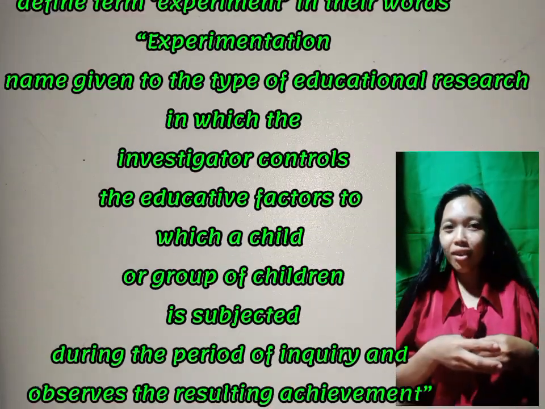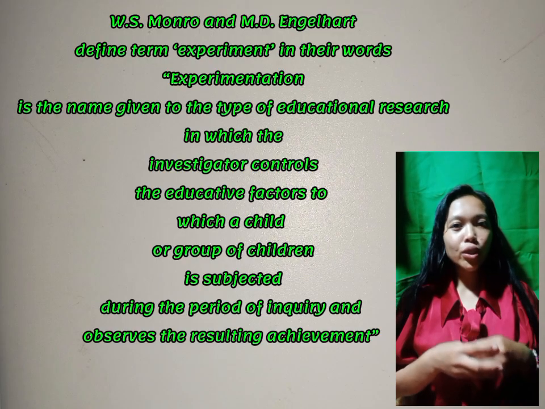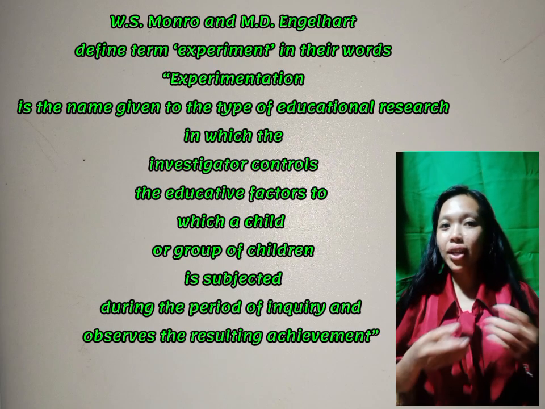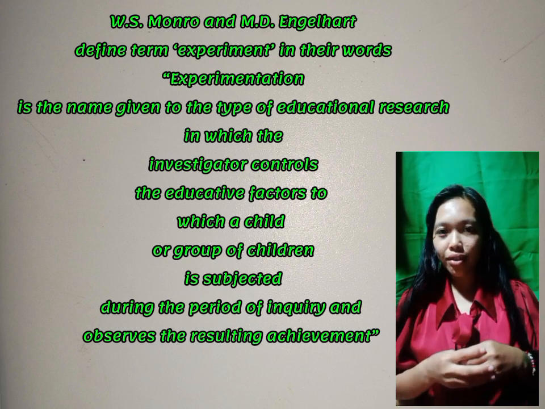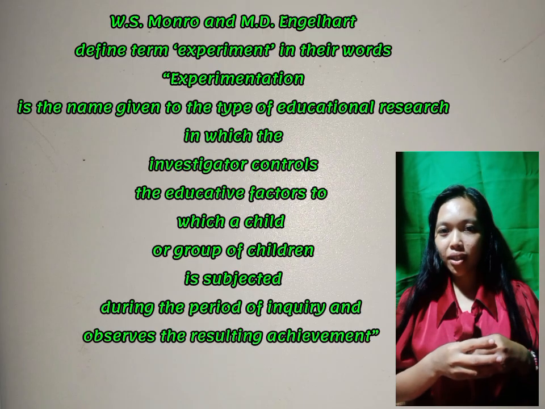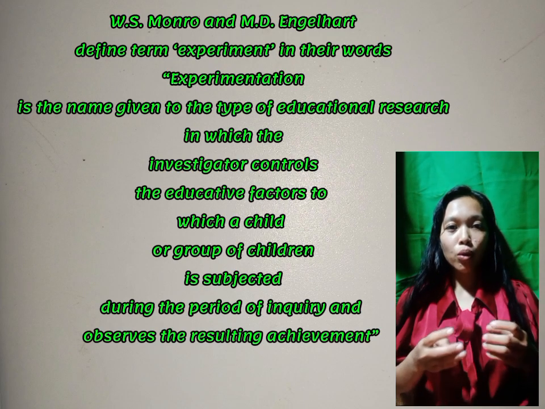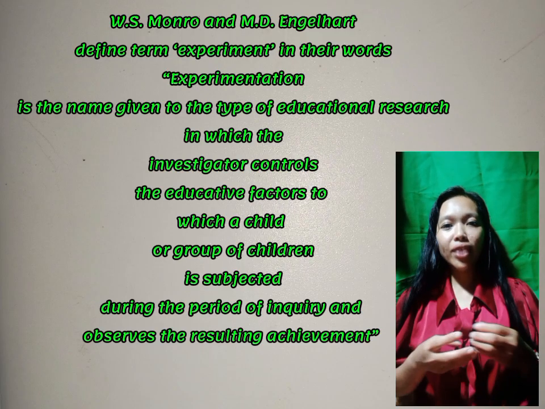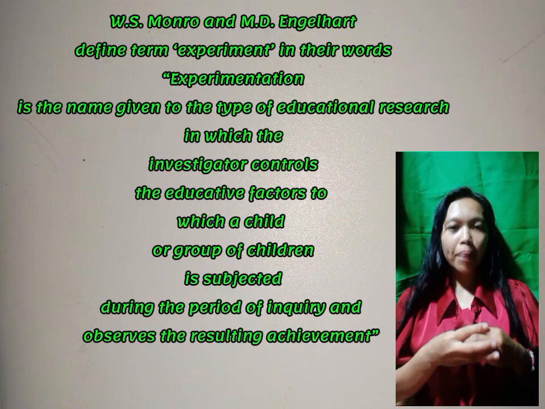W. S. Monroe and M. D. Engelhardt: experimentation is the name given to the type of educational research in which the investigator controls the educative factors to which a child or group of children is subjected during the period of inquiry and observes the resulting achievement. These authors are focused on educational research. An experiment is not just about observing nature or collecting data randomly. Instead, it is a deliberate and purposeful process where a question is proposed based on existing knowledge, and the goal is to gain further understanding by actively engaging with nature in a controlled manner to test hypotheses or explore phenomena.